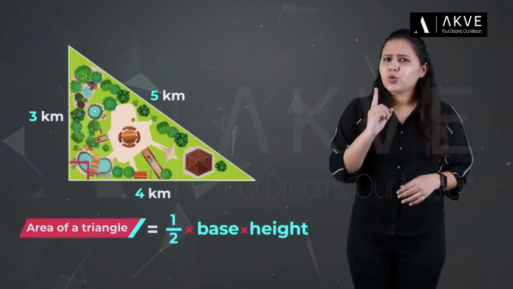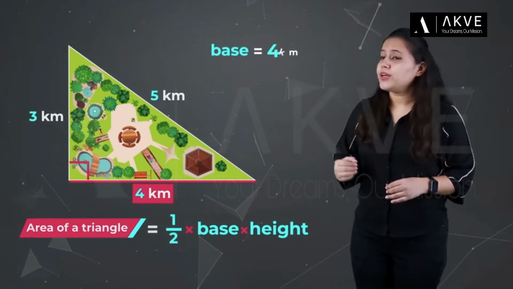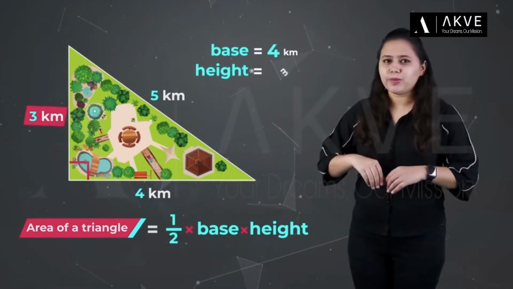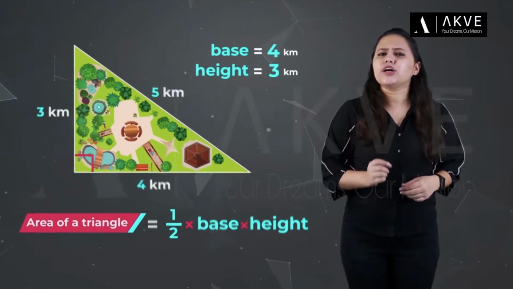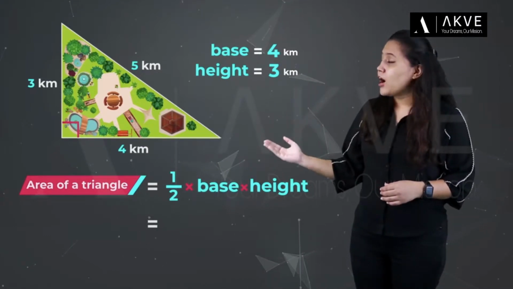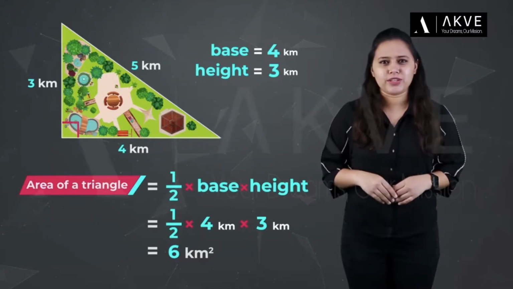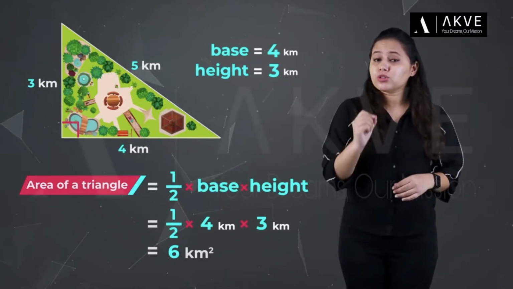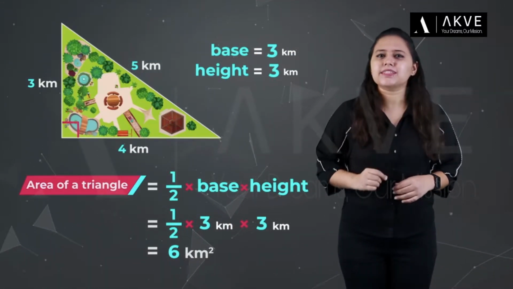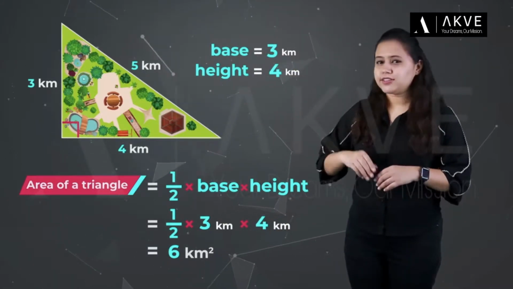Like here, we take the base as 4 kilometers and height as 3 kilometers. Then, the area of the triangular park is half into 4 into 3, which is equal to 6 square kilometers. Note that we could also take 3 kilometer as the base and 4 kilometer as height.